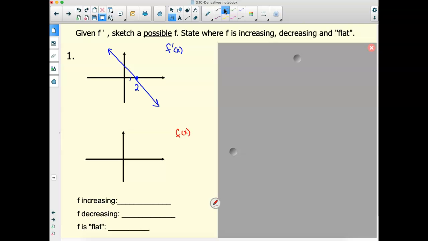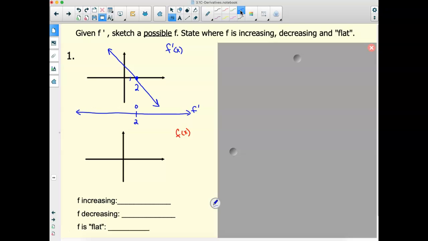And I'm going to do that still by utilizing my f prime line, okay? Because as I look at the graph of f prime, I know here at 2, f prime is 0. And if f prime is 0, that is a potential maximum or minimum on f.